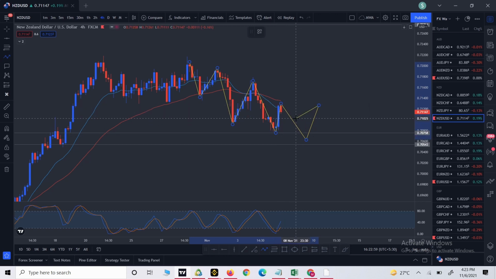and our initial target profit can be this resistance if the price starts pulling lower from here, and the next target can be this one. As we can see, this is also going to be a resistance zone. So these two can be the targets if we find some kind of bullish momentum in this daily zone. So that's going to be the possibility on the New Zealand USD.